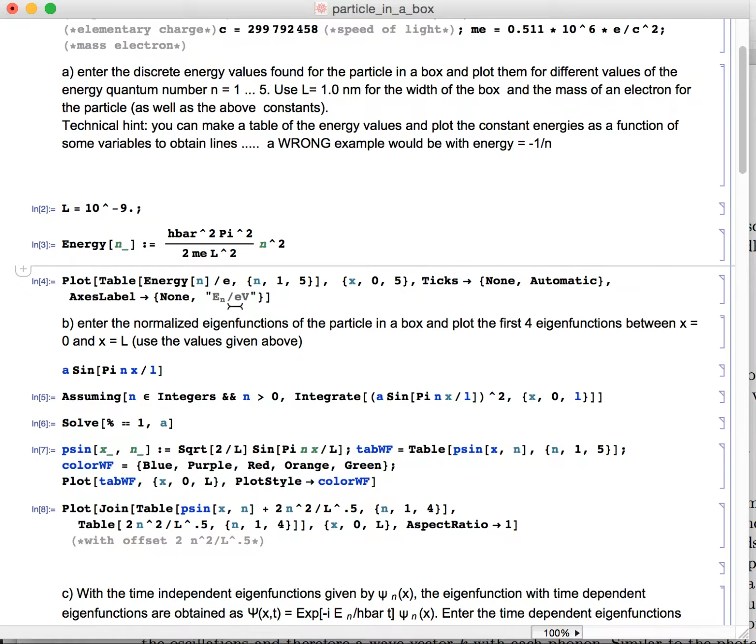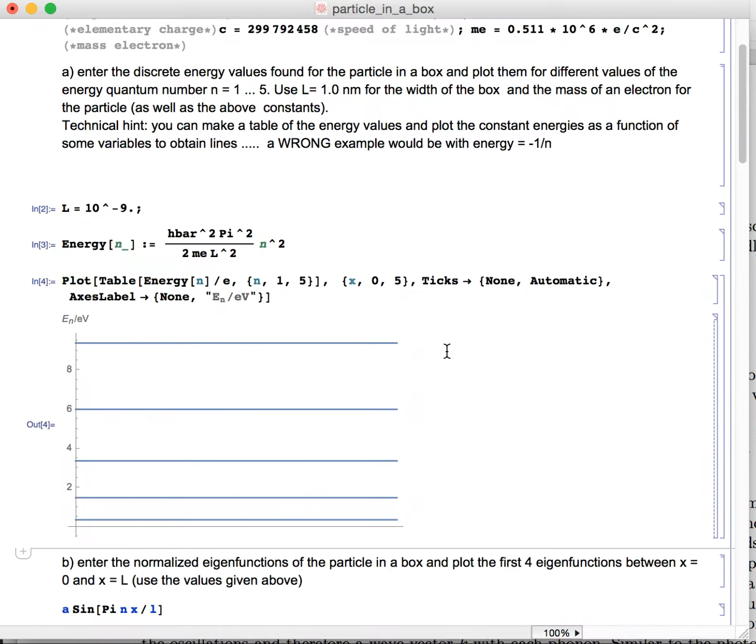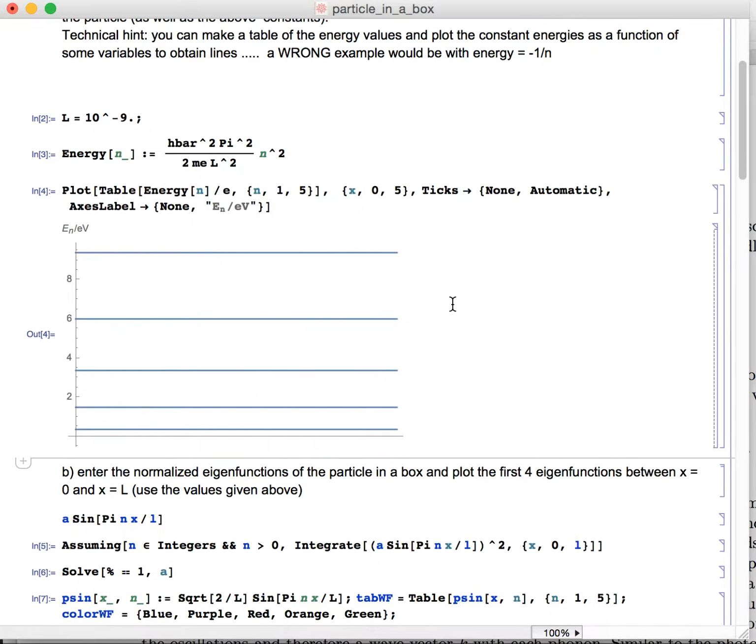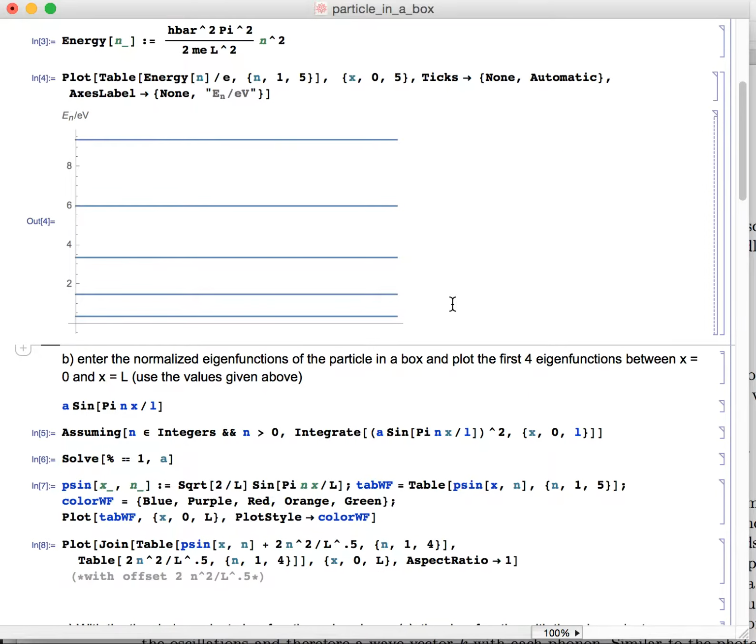And then here, for the start, we make some plot of the possible energy values. We do this in units of electron volts, for the first 5 quantum numbers. And then we just plot it here for some distance 0 to 5. It doesn't really matter. We just want to make a nice picture. So we see we get these typical energy eigenvalues of the particle in the box.